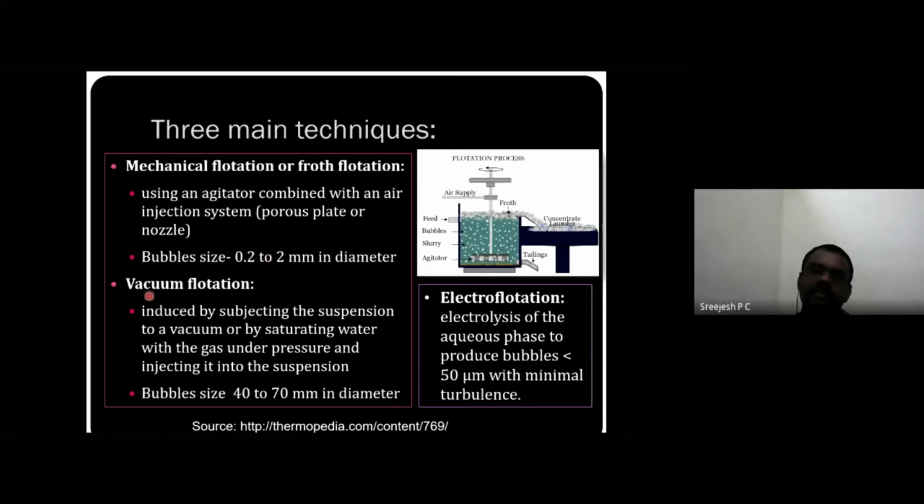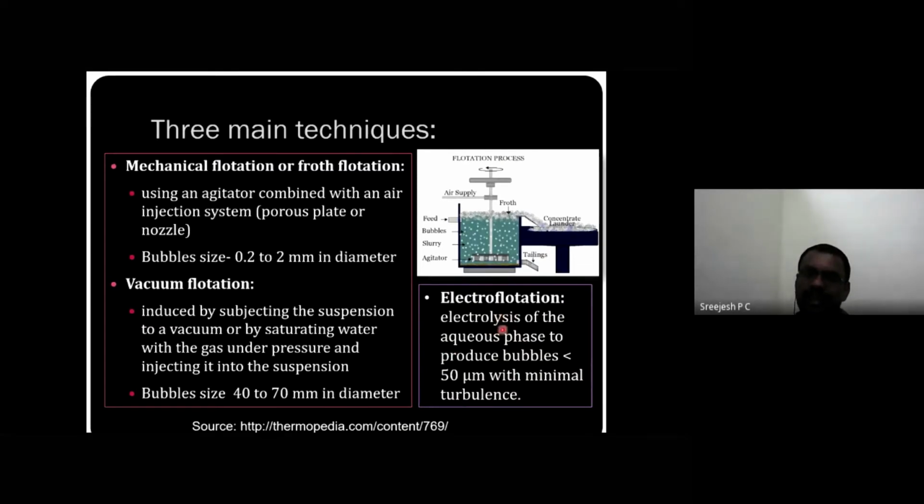Another technique is vacuum flotation. How the vacuum flotation works is, it is induced by subjecting the suspension to a vacuum. As the name indicates, inside we will be creating a vacuum, or by saturating the water with gas under pressure, we can also operate the vacuum flotation by injecting it into the suspension. So this is how the vacuum flotation will be working. When you are working with vacuum flotation, the bubble size will be in the range of 40 to 70 millimeter in diameter.